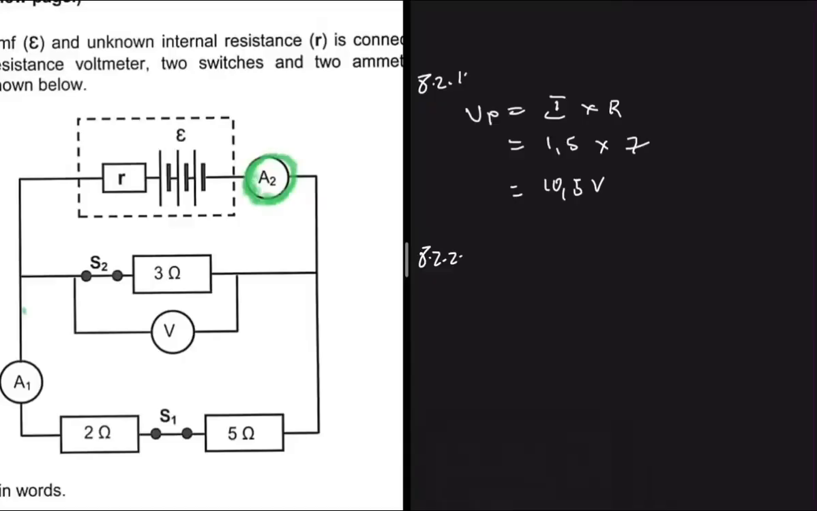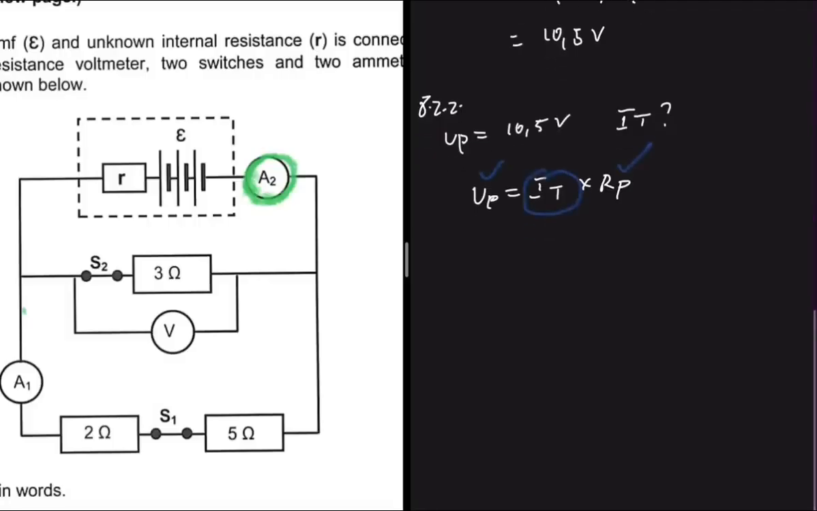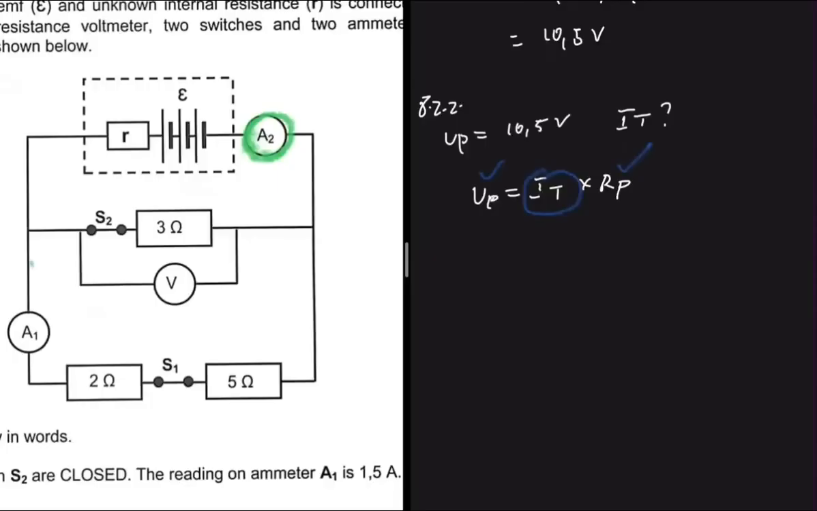What do we have up to so far? We have VP, which is equals to 10.5 volts. What we're looking for is IT, right? But then we have a formula that says that VP is equals to IT multiplied by RP. So since we have VP, we can find RP, and then by doing that, we're going to ultimately find IT. So let's go ahead and find the resistance in parallel. We can say that 1 divided by RP is equals to 1 divided by R1 plus 1 divided by R2.